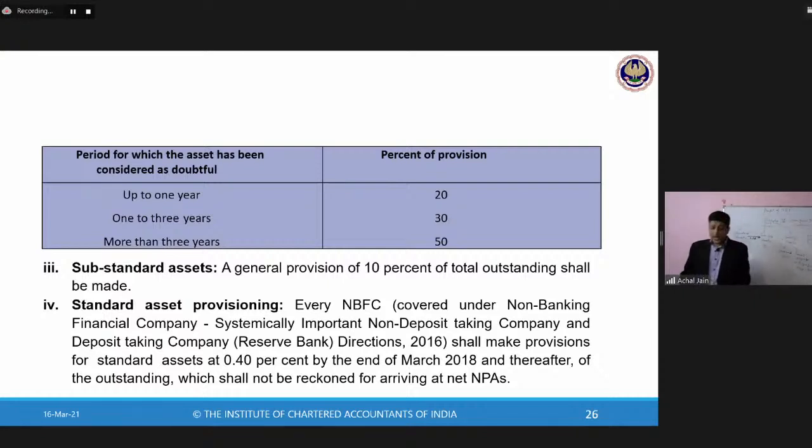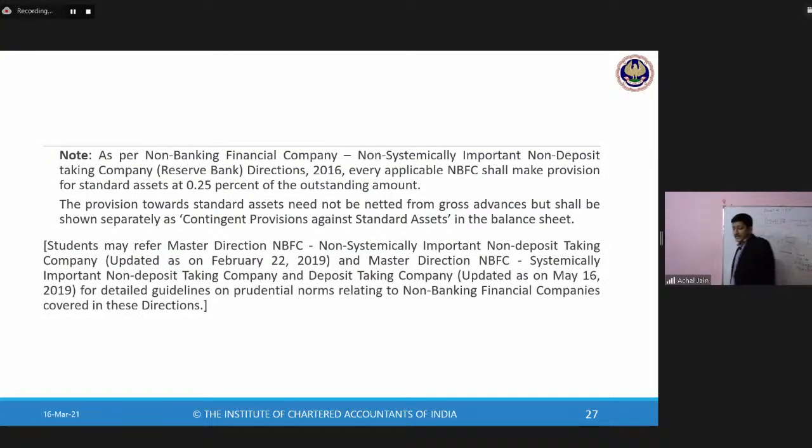And as we discussed, even for a standard asset, a provision is required to be created. So let's understand the provisioning requirement for standard assets. For standard assets, a provision should be made in case it is systemically important non-deposit taking and deposit taking at the rate of 0.40%. Okay, systemically important non-deposit taking and deposit taking 0.40%. And in case it's non-systemically important non-deposit taking, then it will be 0.25%.